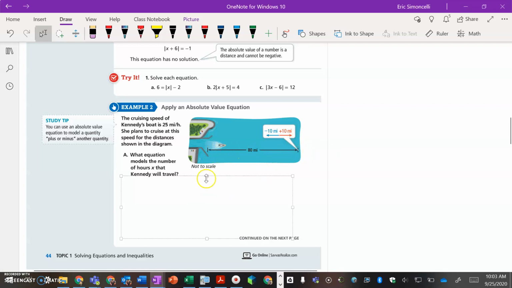So let's see how this is going to play out here. The distance Kennedy actually travels is as such. So 25x minus 80, and we're writing it as an absolute value.